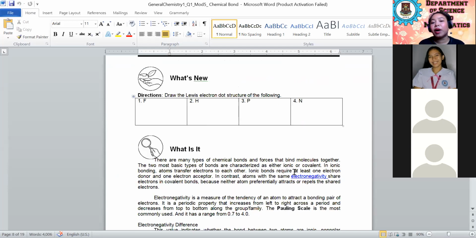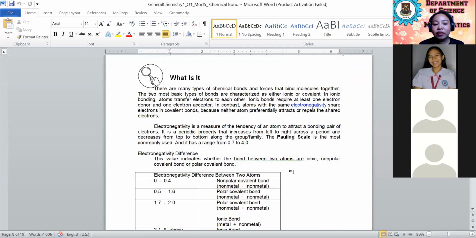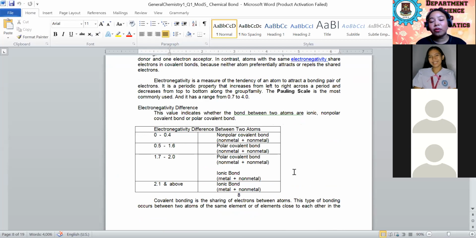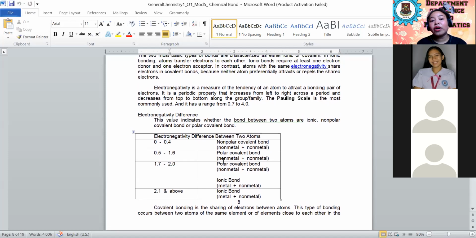Now, if ionic bond transfers totally the electron, the covalent bond doesn't. So, naa tay types of covalent bond. We have the polar and non-polar covalent bond. They will be based on the electronegativity value.